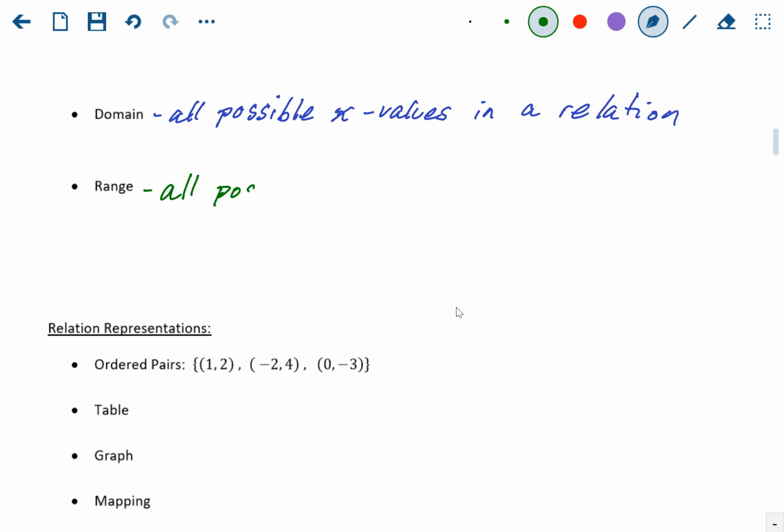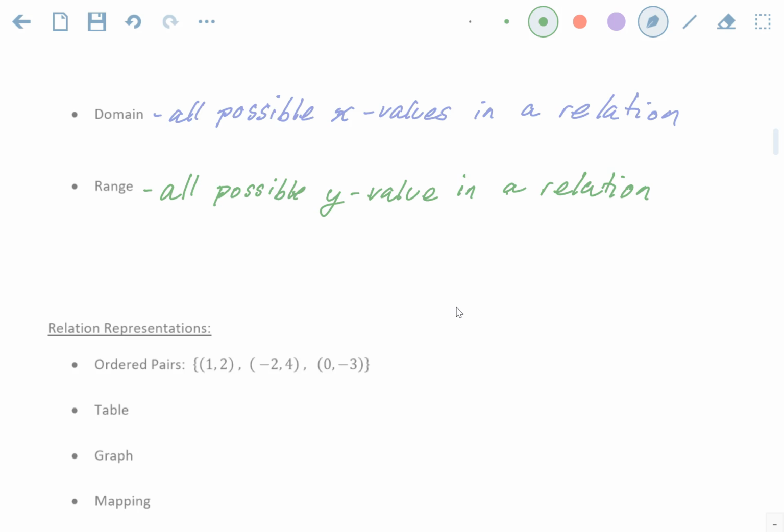Now when I was younger, I used to always mix up domain and range. Which one's X, which one's Y? And the way I figured out how to help me remember is that in alphabetical order, D comes before R, domain comes before range, and in alphabetical order, X comes before Y. So domain is X, range is Y. At least it helps me.